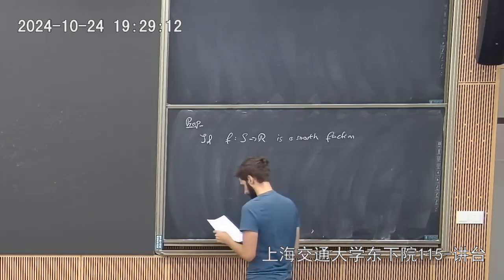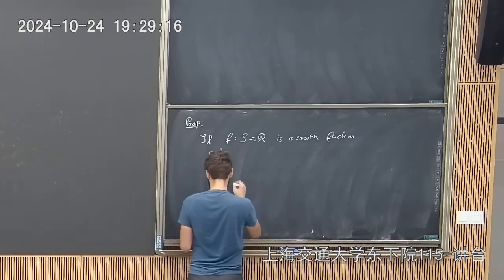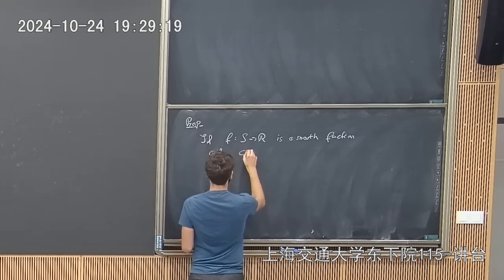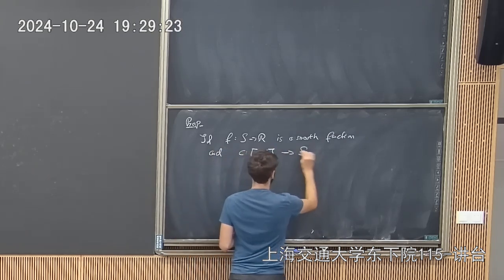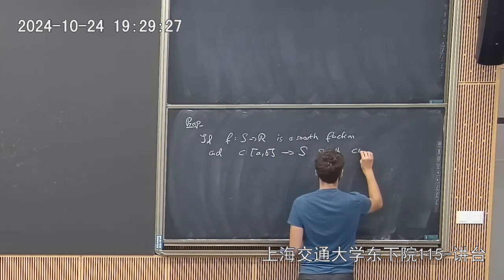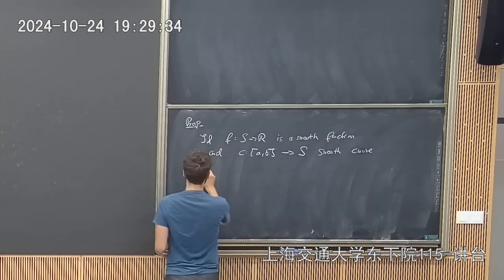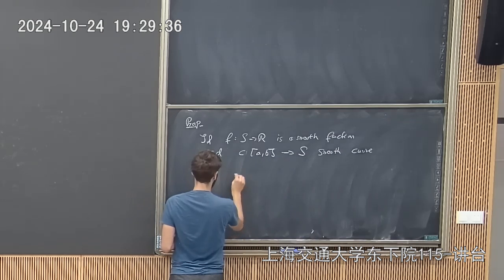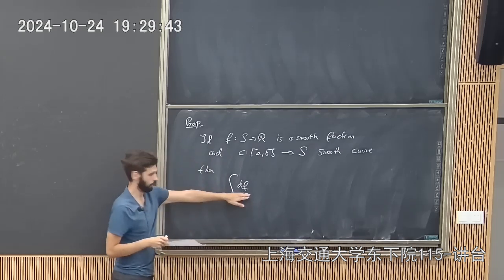function and C is a smooth curve. Then we can calculate the integral of the curve along the one form df.